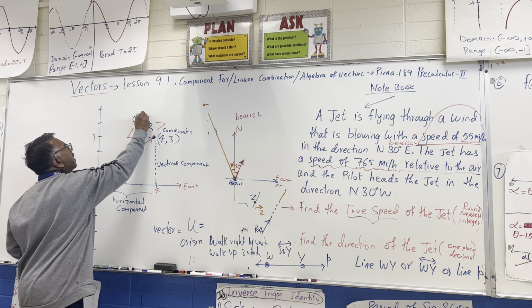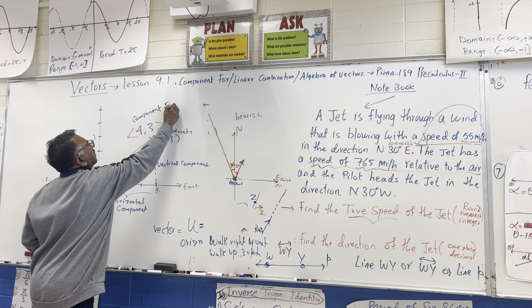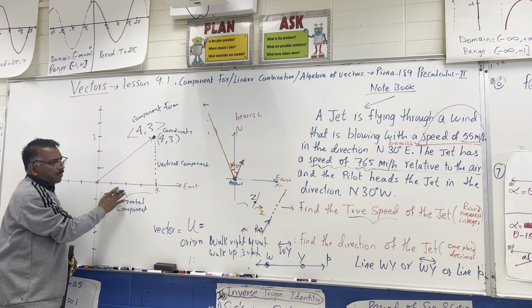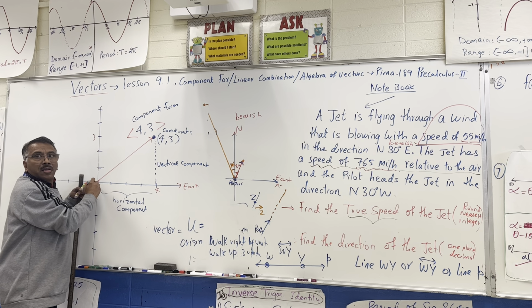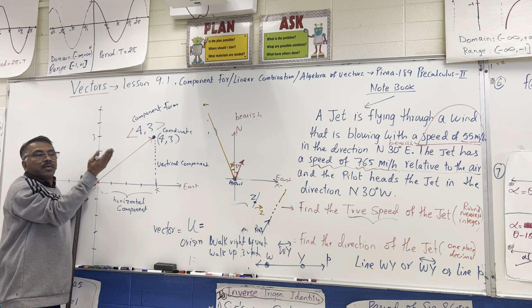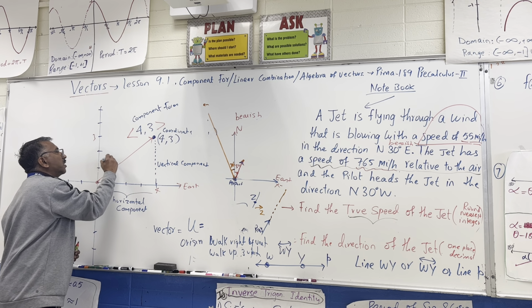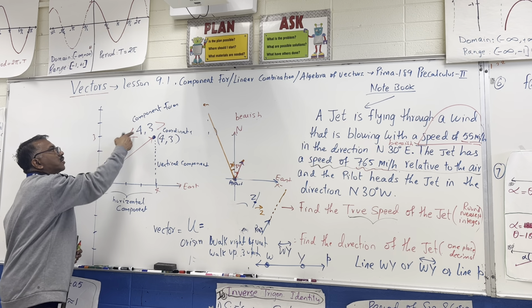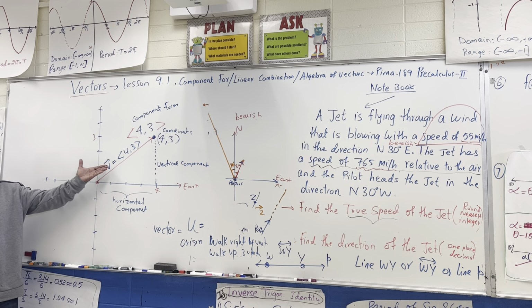Component form means you should know the horizontal component, how much you went from this point, and you make a triangle type of thing. Are you getting it? So this is the symbol. If I call this vector v, this is written like this also. That's it. Got it?